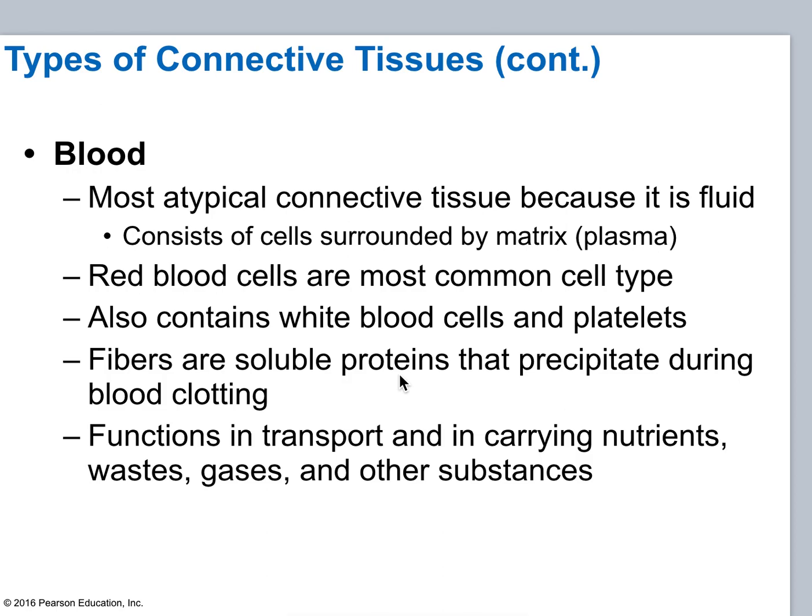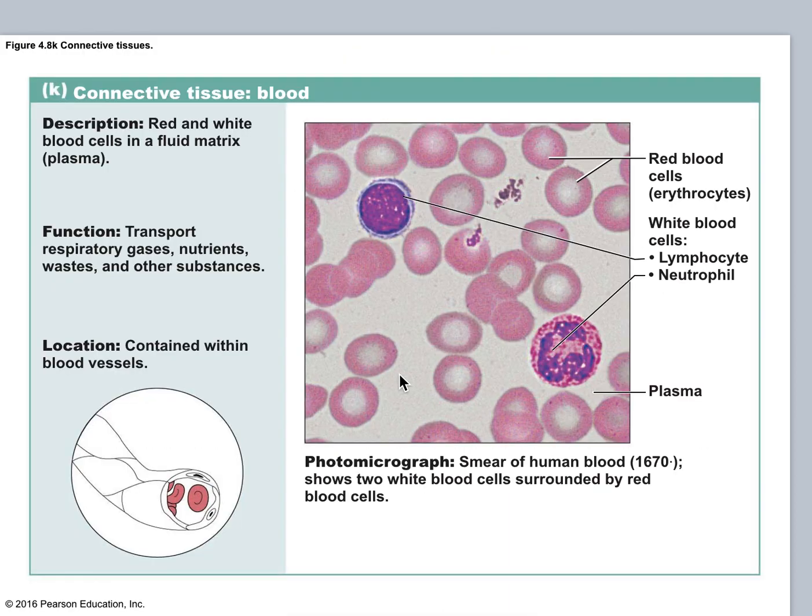It functions in transportation and carrying of nutrients, water, gas, and other substances. Here's a picture of the microscopic view of blood. You see the blood cells, red blood cells. This is a white blood cell here. These are platelets. And in between the blood cells is the plasma, which is the matrix or the extracellular material of blood.